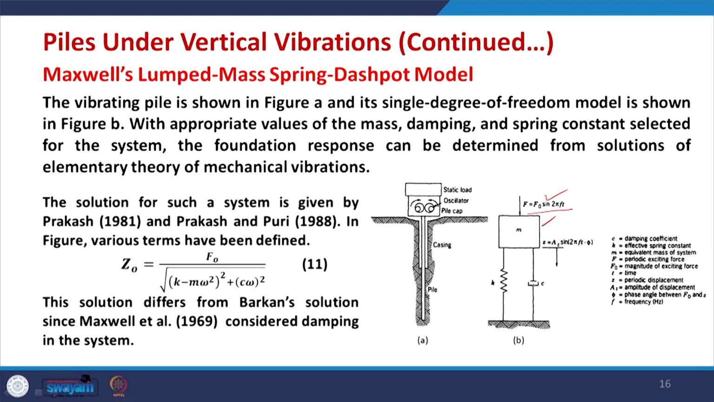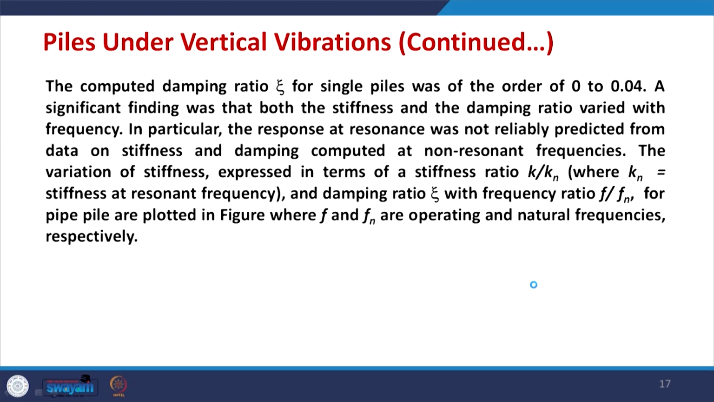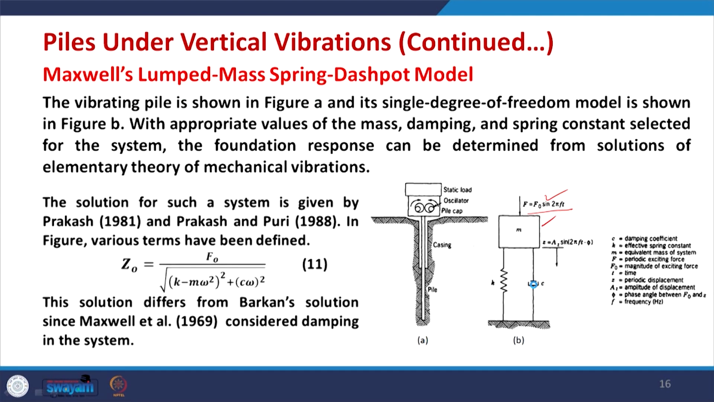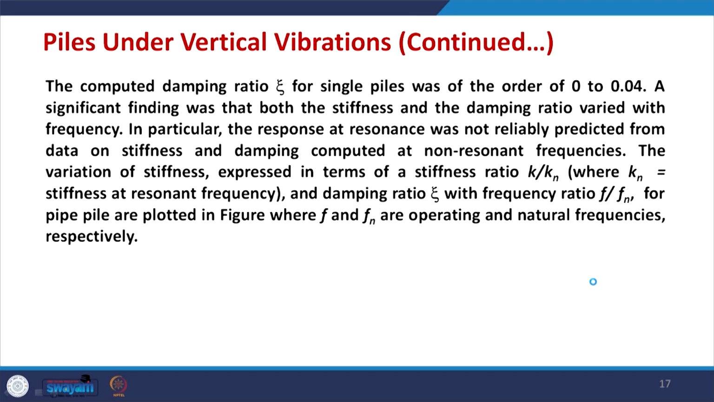So, this can be like that, equation 11 will give you the displacement here, okay. And continue with this. So, what has been done later is the computed damping ratio xi, which is shown for a particular value of C. You know that C will ultimately end up giving you some damping ratio xi, and for this damping ratio, you find for single piles, the order of computed damping ratio was of the order of 0 to 0.04.